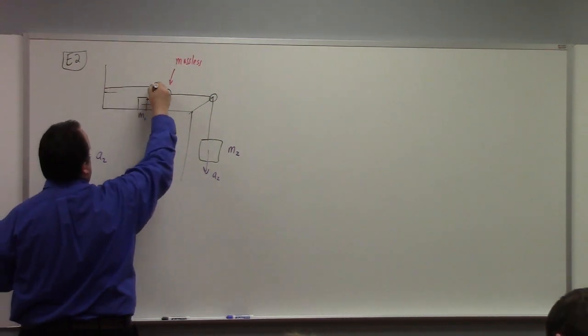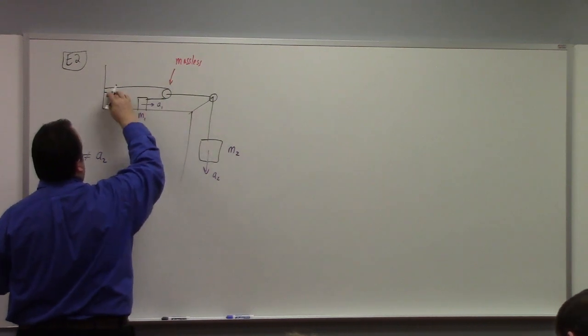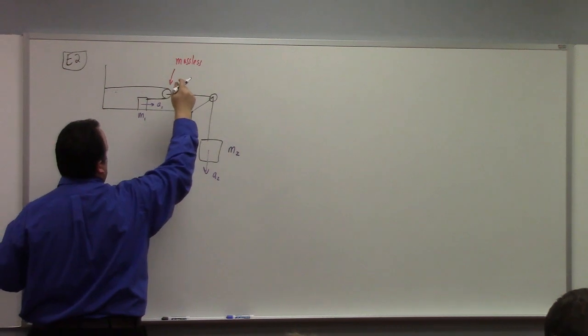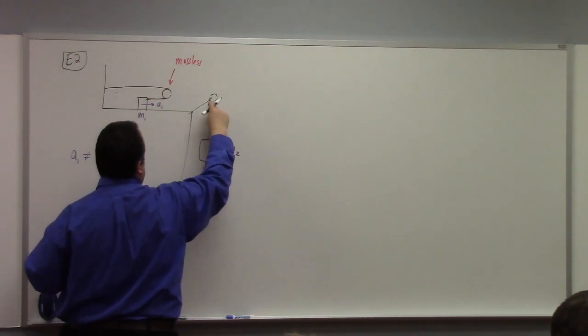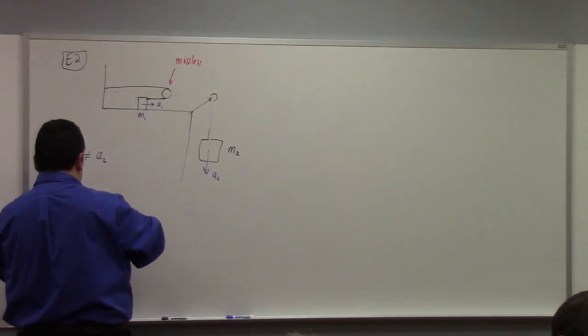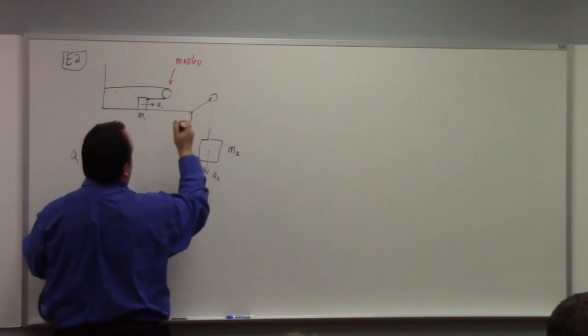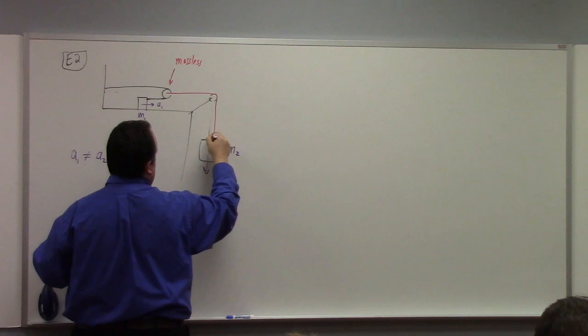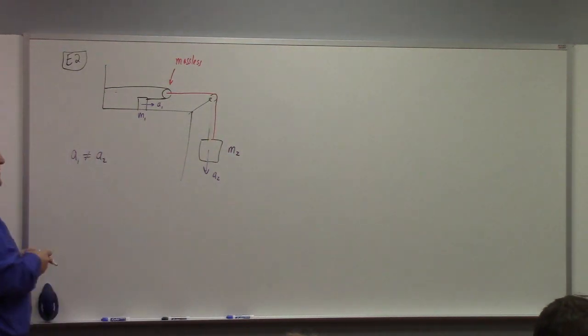So there's this one string which wraps around, maybe I should put it a different color even. So there's a black string like this, and then the other pulley has, let's say, the red string. They don't have the same tension. They're different strings. But just because they don't have the same tension doesn't mean the tensions aren't related. They are related, they have to be.